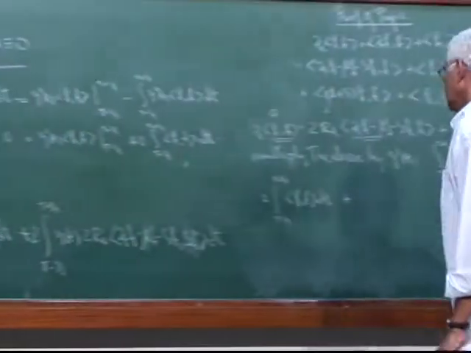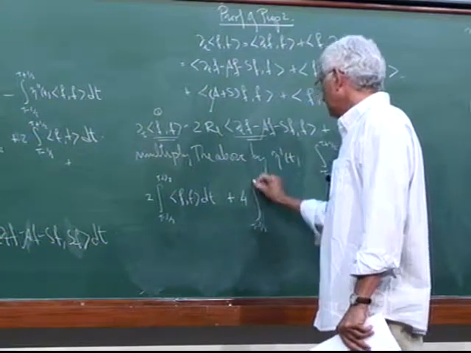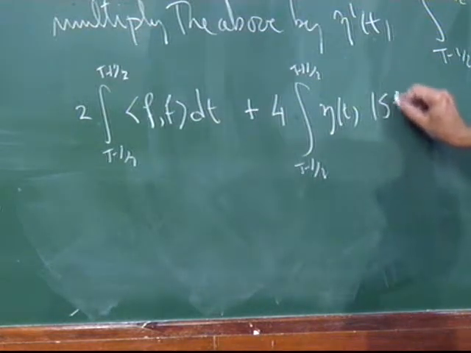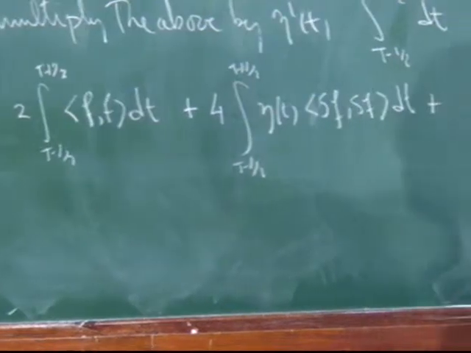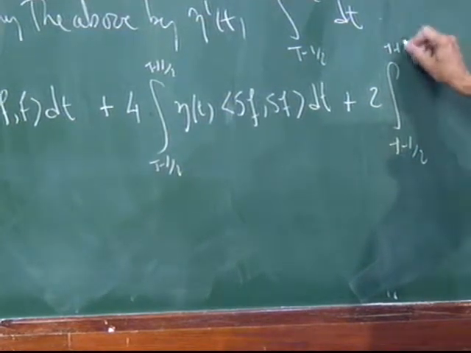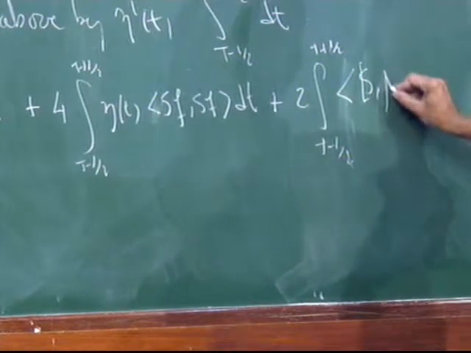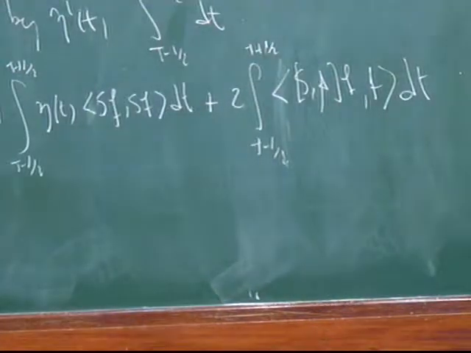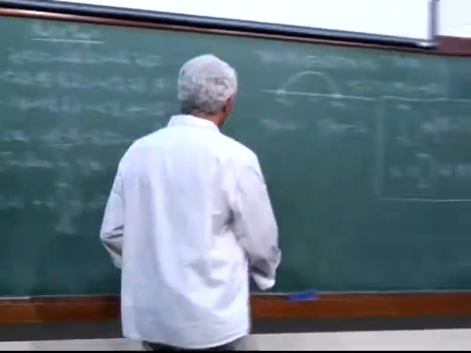Then it's going to be plus 4 integral between t minus 1/2 and t plus 1/2 of phi of t S of f dt plus twice the inner product between the commutator dt. Okay, I put this one here, but remember that this one is in this side, I pass to the other side. Then what do we finish in the other side?